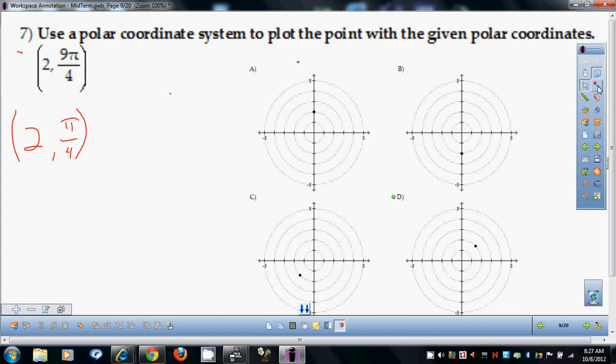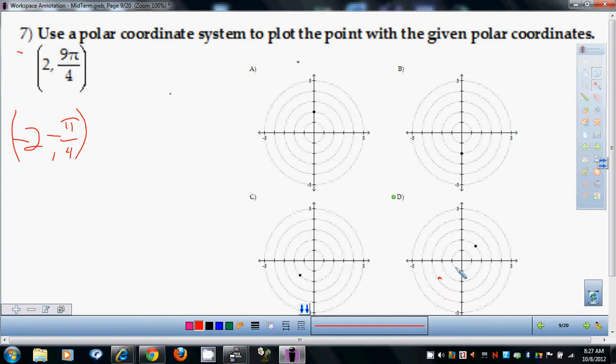Now, just a quick little review. If the angle had been negative, how would that have flipped my point? Over the x-axis down to here. If my radius had been negative, how would that have flipped my point? Over the origin to the complete opposite quadrant. Very good. Things to remember.